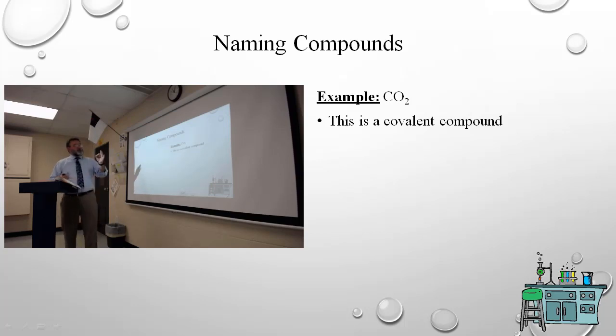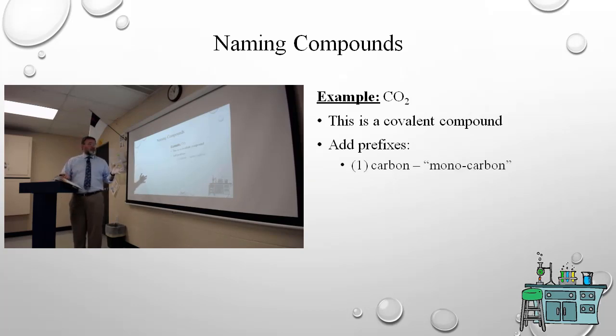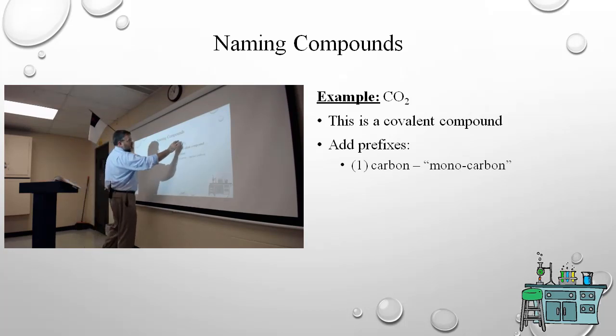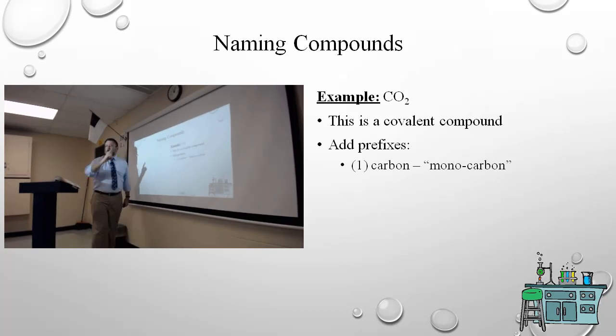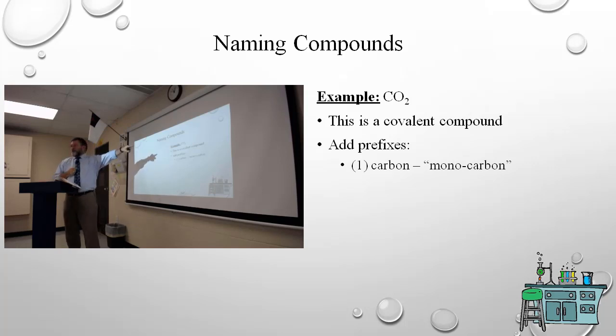So in naming this molecule, CO2, I assert, first of all, it's a covalent compound. So I'm going to look at each element in order from left to right, and I'm going to add the prefixes. So the first element, carbon. How many do I have? Well, hopefully you see now that the carbon has an implied subscript of 1. If it didn't have an implied 1, it wouldn't show up. It wouldn't be in the formula. It has to have at least a 1 implied to be there, and if it has 2 or greater, it has to be written there.